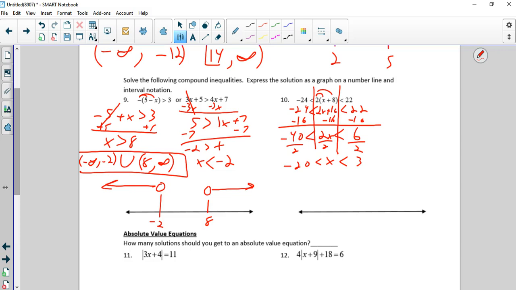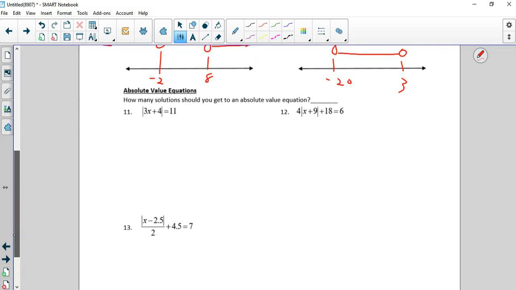So if you read it, x is less than 3, but x is greater than negative 20. That means we have open dots, and it goes in between. And in interval notation, it runs between negative 20 and 3, open dots being parentheses.